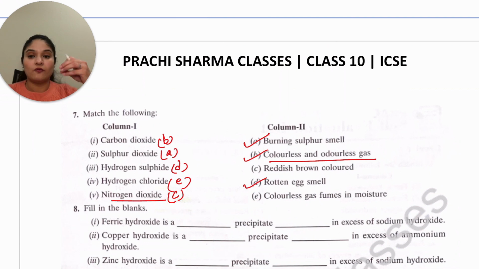That is, if you remember that we had preparation reaction of HCl, in which when HCl is getting collected in the jar, you can see fumes, the gas fumes on the top of it, like flowing like that, white fumes. So that would be colorless fumes in moisture. So that is your HCl.